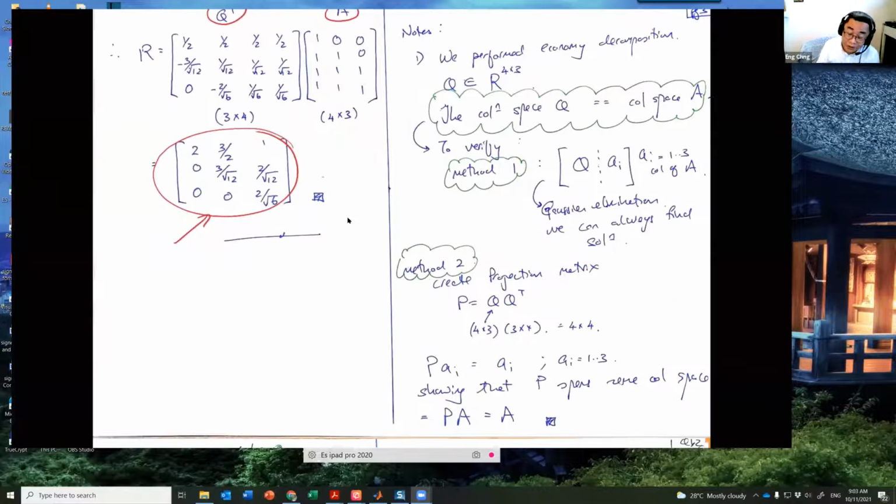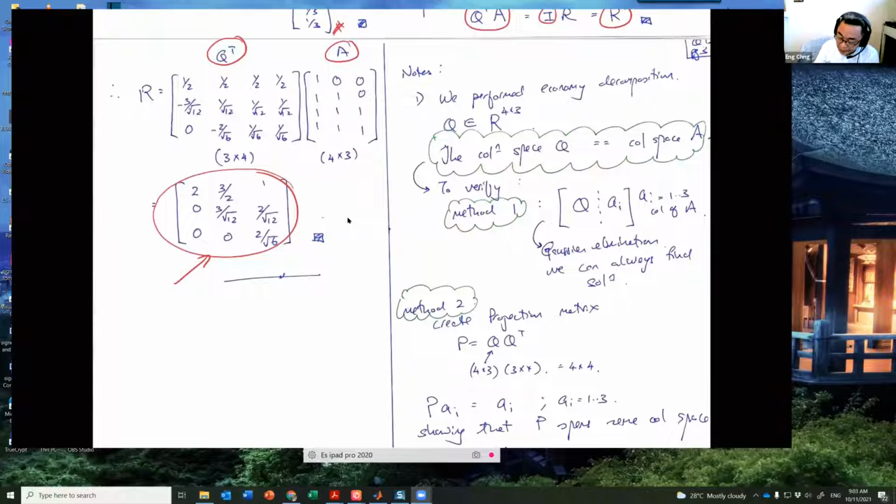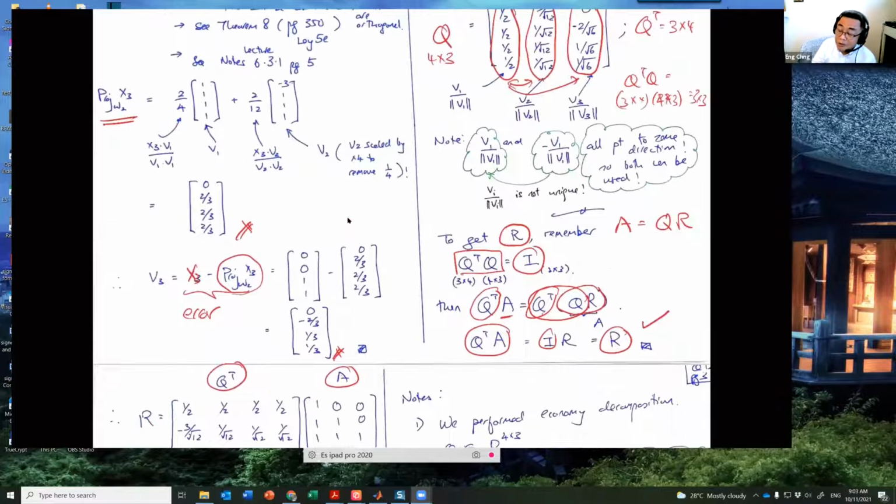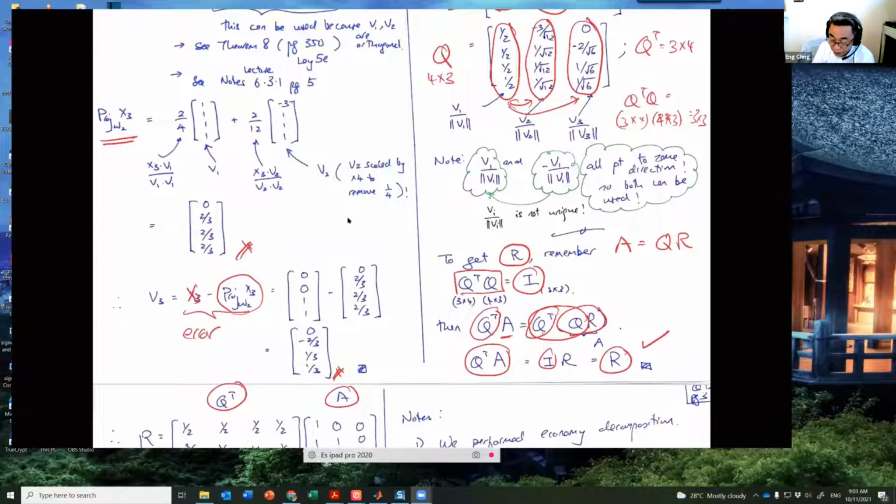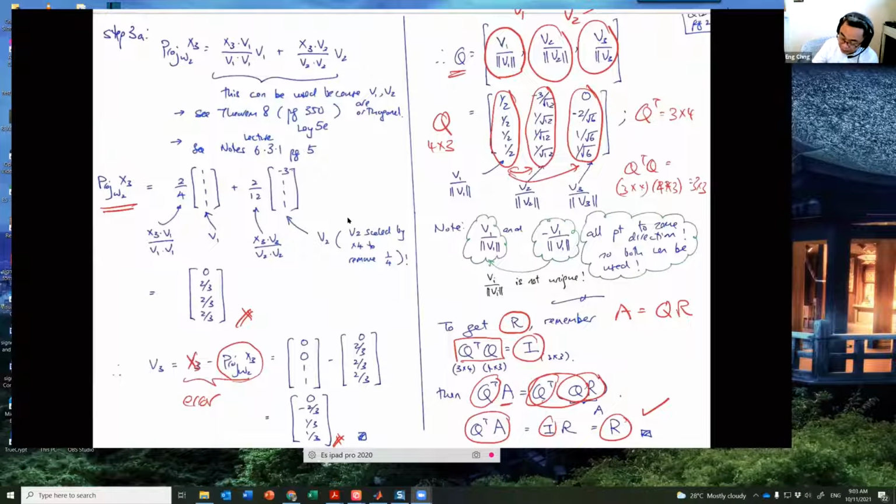If you got it wrong, you will not get the upper triangular matrix. If you make a mistake, then the columns of Q are not orthogonal to each other, or they don't have length 1. So this is how you check.